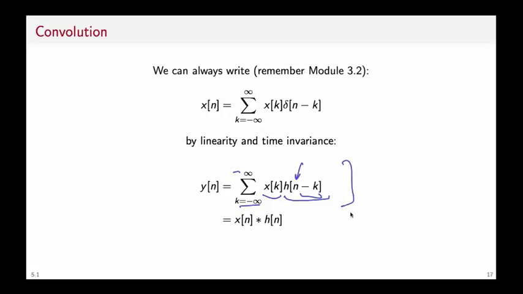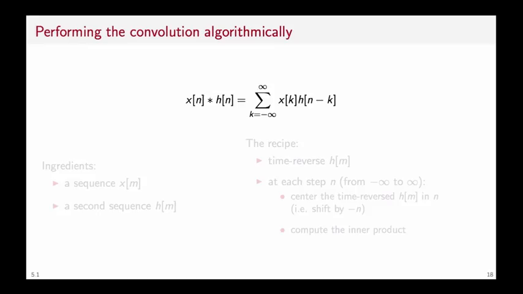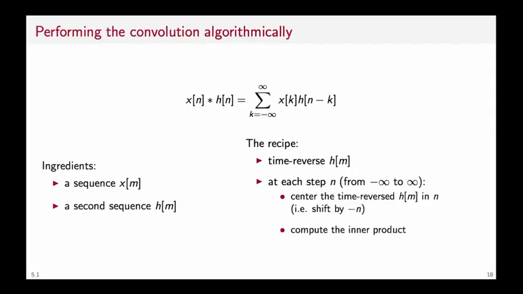This sum here is so important in signal processing that it gets its own name, and it's called the convolution of sequences x of n and h of n. The convolution, which represents the output of a filter given its impulse response and an arbitrary input sequence x of n, is actually an algorithmic formula to compute the output of the filter. The ingredients are an input sequence x of m and a second sequence h of m. And the recipe involves the following steps.